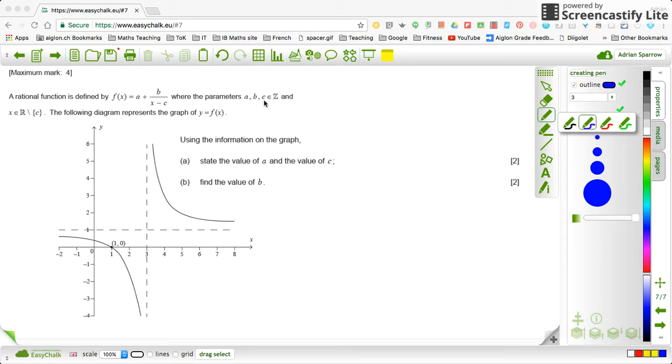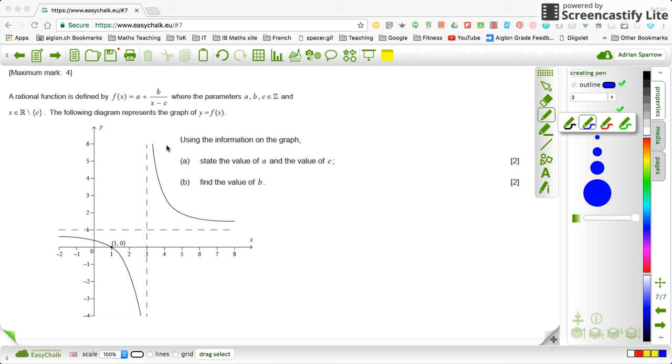A, B, C are included in Z. That means A, B, C are all integers, whole numbers. And X is any real number, but not C. So X is not allowed to be C.